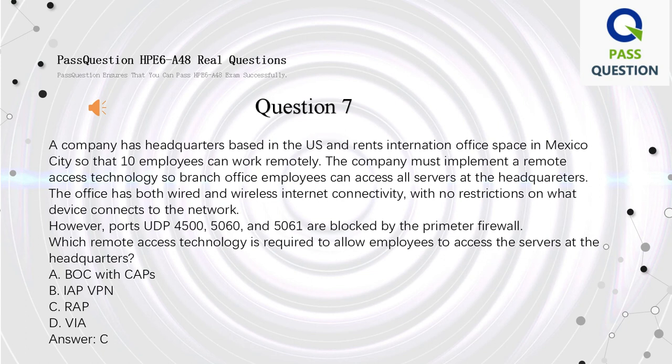A. BOC with CAPs. B. IAP VPN. C. RAP. D. VIA. Answer: C.